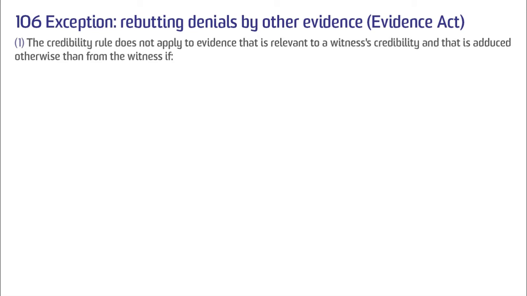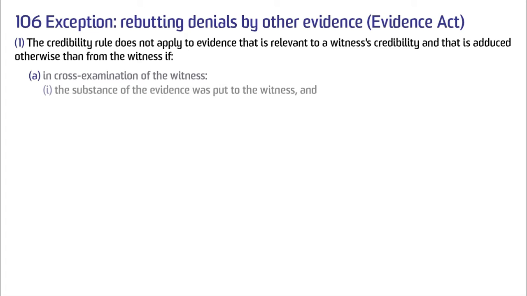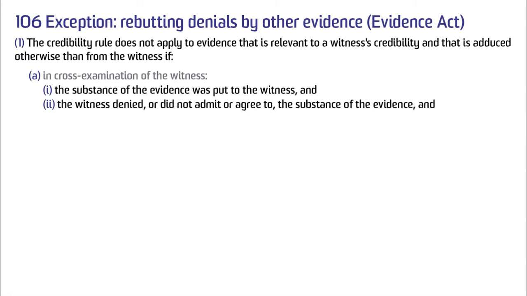Subsection 1. The rule does not apply to evidence that is relevant to the witness's credibility that is adduced otherwise than from the witness, if the substance of the evidence was put to the witness and the witness denied or did not admit or agree to the substance of the evidence.